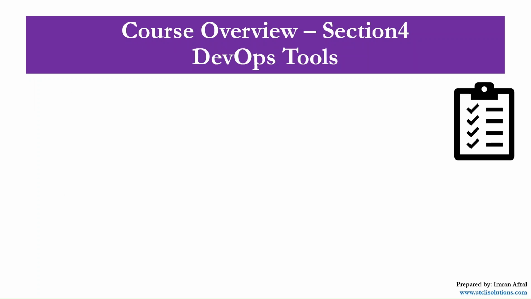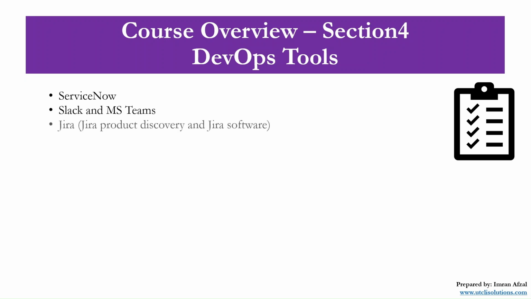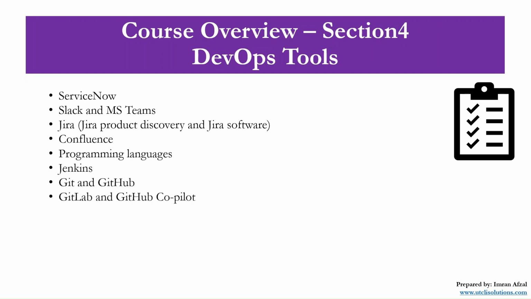Moving on to section 4, which is the most important section of this entire course, where we will be covering all the tools, or I would say most of the tools that are used in DevOps. Starting with ServiceNow, Slack, Microsoft Teams, Jira, Confluence, programming languages, Jenkins, Git, GitHub. In addition, we are also covering GitLab and GitHub Copilot. Nexus, Docker, very important tool.